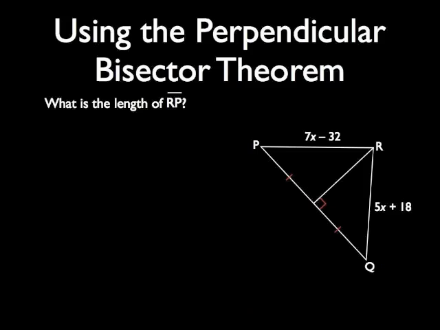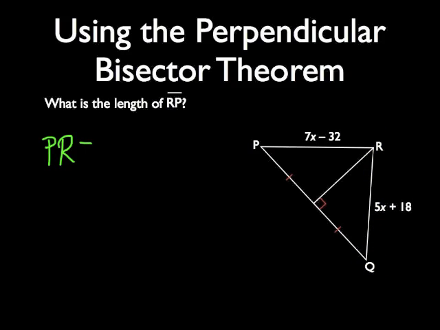So how does this help us, you ask? Well, let's take a look at this problem. What is the length of segment PR, or RP? Well, looking at our figure here, point R is on the perpendicular bisector of segment PQ. Since point R is on the perpendicular bisector, it is equidistant from our two endpoints P and Q. That means that the distance from P to R is equal to the distance from Q to R.